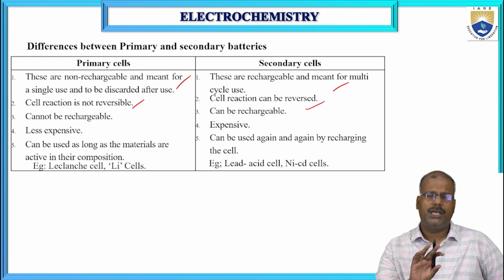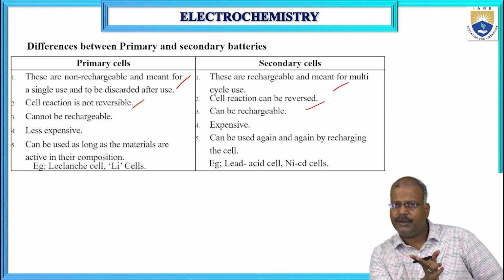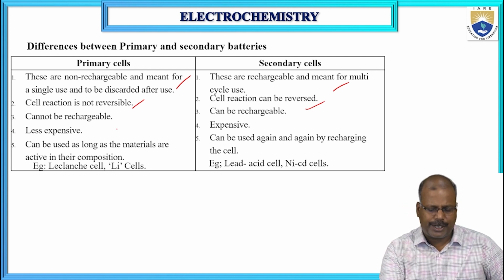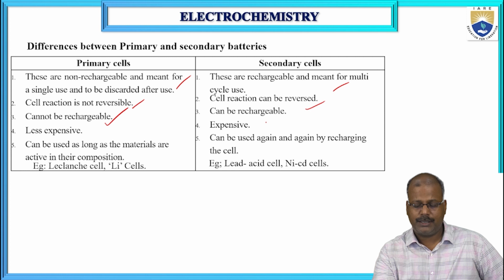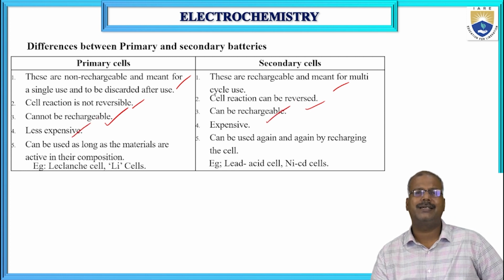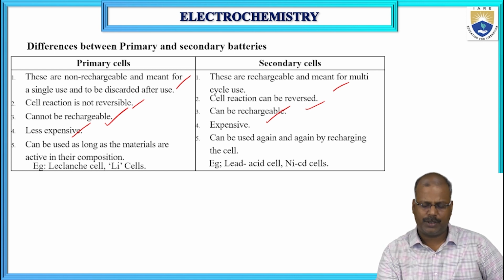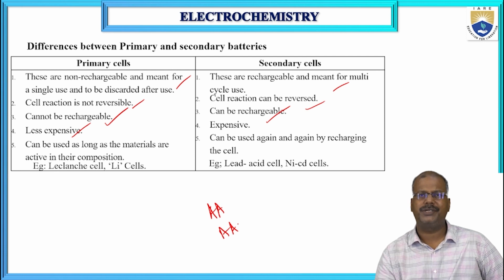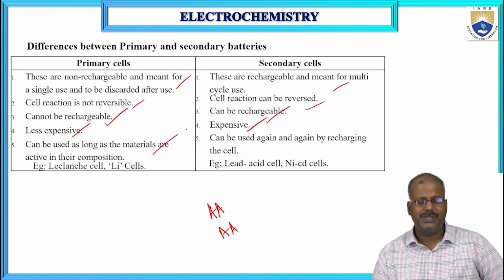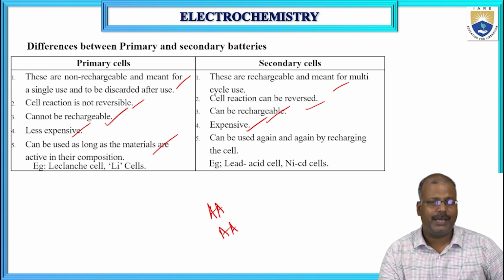So these can always be recharged, or we can say the reaction is reversed. Okay. Primary batteries cannot be recharged, secondary batteries can be recharged. Primaries are less expensive. For example, everyday batteries, AA type or AAA type, we can buy for 15, 20 rupees or 18 rupees. We can use it and throw it away. Whereas secondary batteries are costly, expensive. Okay. It can be used as long as the materials are active in their composition.